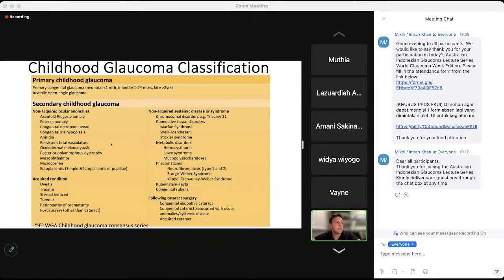There's also a larger group of those non-acquired systemic diseases or syndromes that we know contribute to glaucoma, of which there's numerous. And then a larger group of kids we often see in the clinic with glaucoma are those following congenital childhood cataract surgery. And then those can be classified depending on the type of cataract they had.